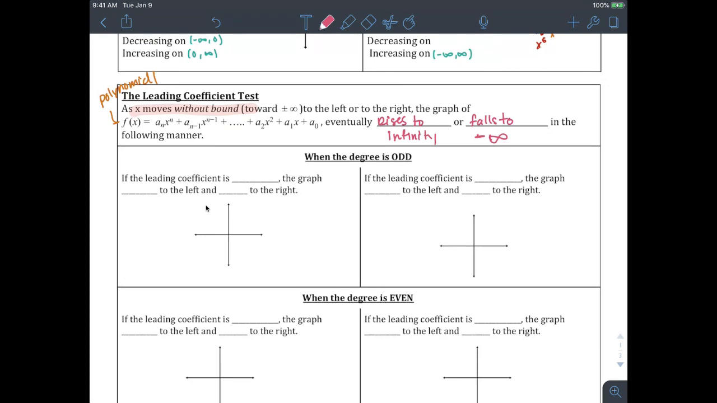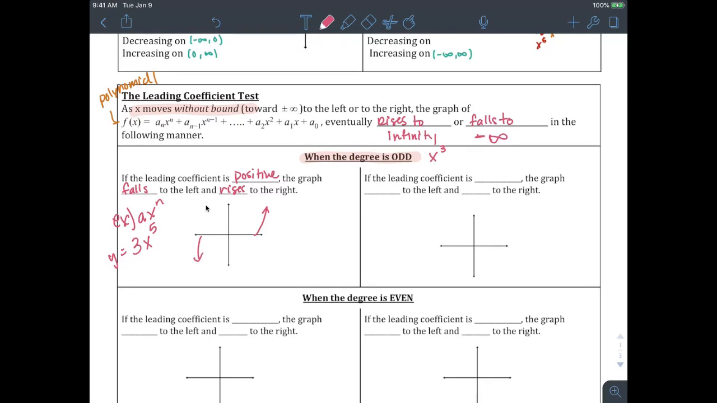Okay, so use the term rises and falls here. First we're going to look at odd degrees, like x to the 3rd power. If the leading coefficient is positive, the graph falls to the left and rises to the right. An example of this would be a x to the n, where a is positive, so 3 times x to the 5th power, let's say. We're going to rise on the right and fall on the left.